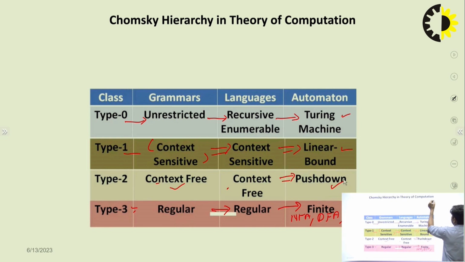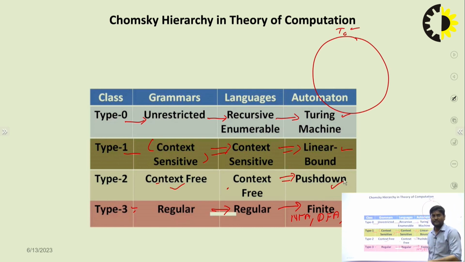Same as we discussed about type 0. Type 0 grammar is known as unrestricted grammar. There is no restriction on the production rules. It generates recursive enumerable languages and is accepted by the Turing machine. Next, type 1 is known as context sensitive grammar, which generates context sensitive languages accepted by the linear bounded automata.